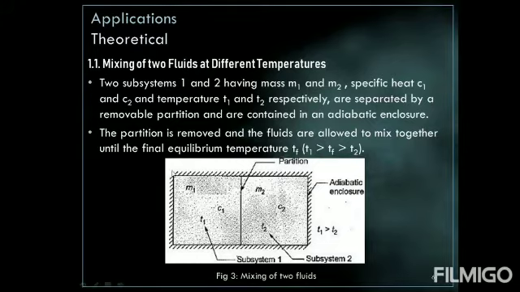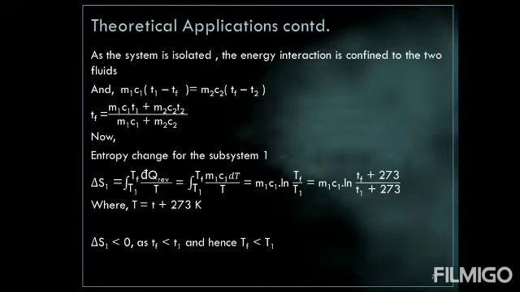Now let us assume that these two fluids are allowed to mix together by removing the partition until the final equilibrium temperature Tf is reached. Here T1 is greater than Tf, which is greater than T2. As the system is isolated, the energy interaction is confined to the two fluids, and we have m1C1(T1 - Tf) equals m2C2(Tf - T2), and the final temperature Tf is given by (m1C1T1 + m2C2T2) divided by (m1C1 + m2C2).